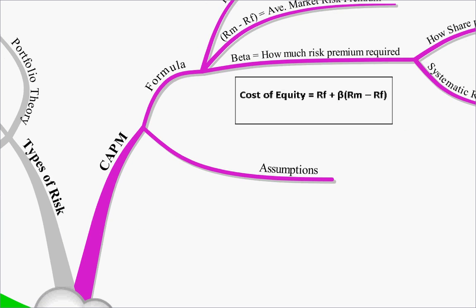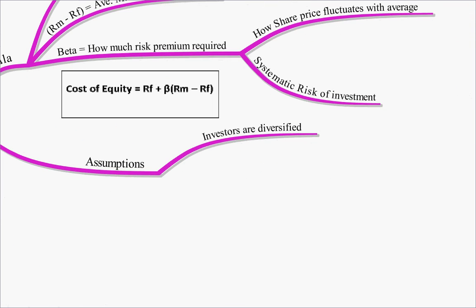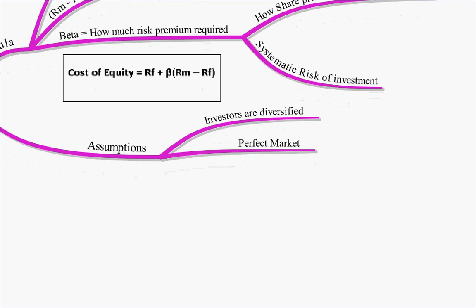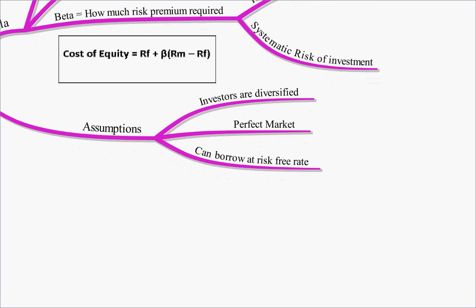So there's a couple of assumptions with our CAPM model. It assumes that all investors are diversified, and as I've said, that means that we don't have to concern ourselves with unsystematic risk. It assumes perfect capital markets, which isn't the case unfortunately. It assumes no transaction costs, but there are. And it assumes that you can borrow at the risk-free rate, which may not necessarily be the case.